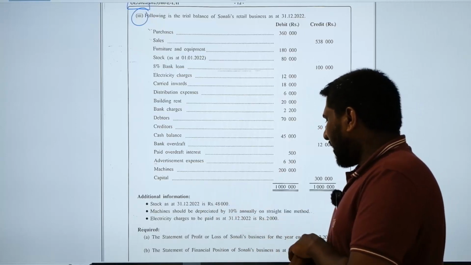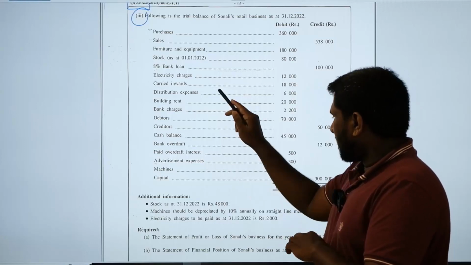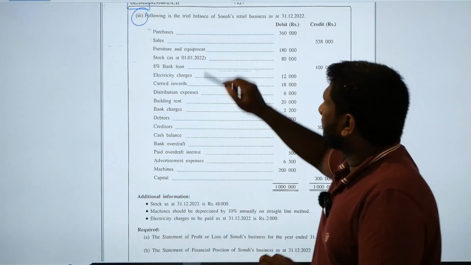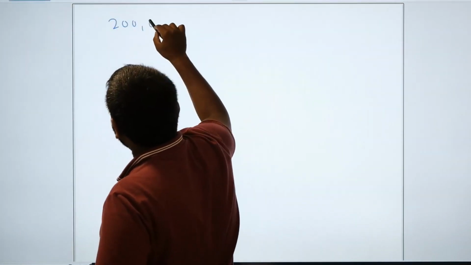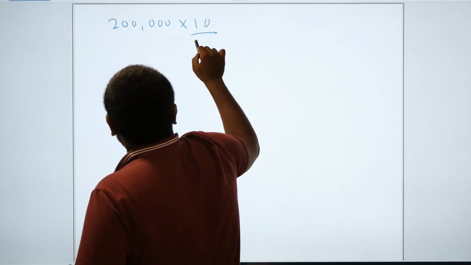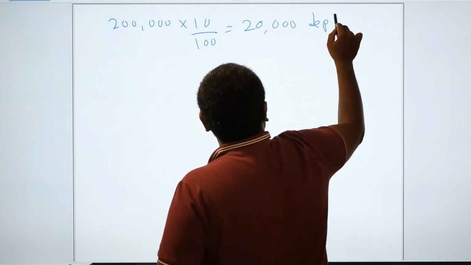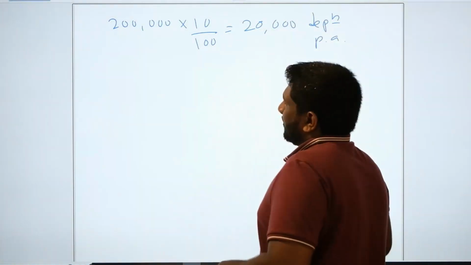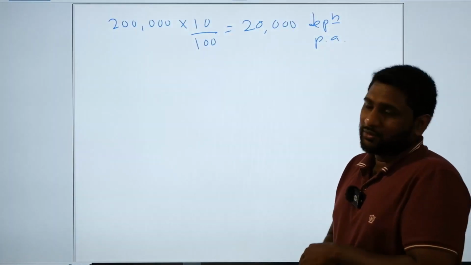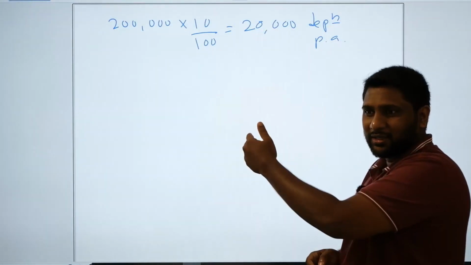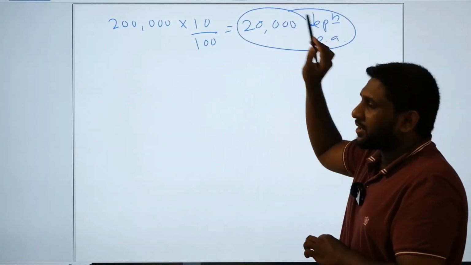Machine should be depreciated by 10% annually on a straight line basis. How much machines are there? Machines are 200,000. So here I'll write 200,000, 10%. We are not required to calculate this one also. 20,000 is the depreciation per annum. 10% means simply from the value, cut 1 zero. So 200,000 at 10%, if you cut 1 zero, it is 20,000. So that is an easy way of getting the answer. 20,000 is the depreciation per annum.